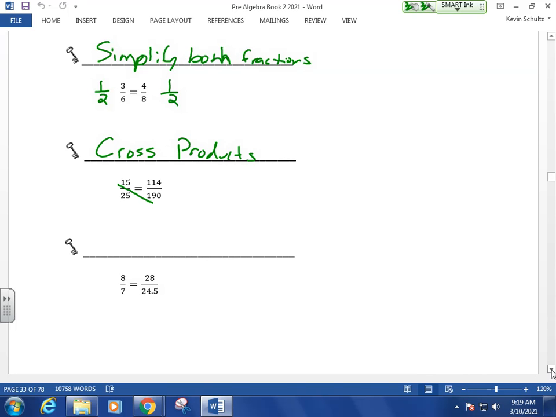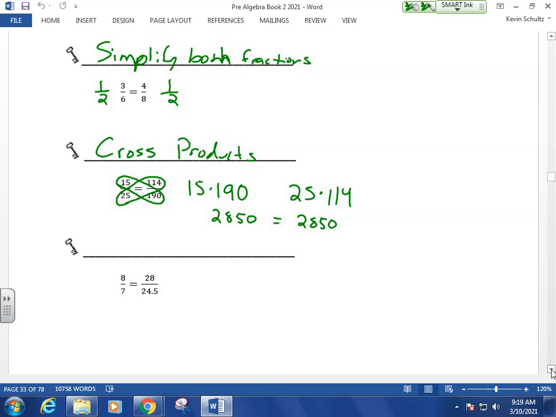If you take the product of the numerator of one and the denominator of the other, so 15 times 190, and then the product of the denominator of the first and the numerator of the other, 25 times 114, if the fractions are equivalent, those two products will be the same thing. So 15 times 190 is 2,850. 25 times 114 is also 2,850. Because those two products are the same, we know the fractions are equivalent.